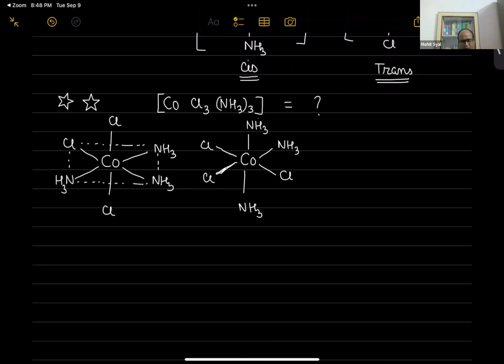If you twist it, it will become this. This is also the same, that the angle made by the 3 Cl atoms among themselves is 90 degrees. Is it clear or not? Yes, sir. Got it. So 90 and 90, so that is also 90. Okay. It may appear different, but they are not different.